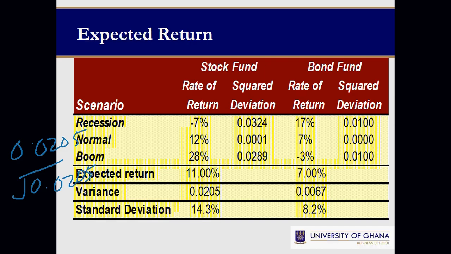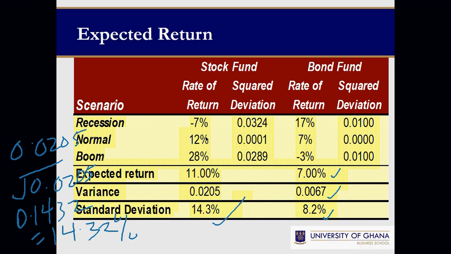We are getting 0.1432, so it is also equal to 14.32%. That's how they are getting this here. When we do the same thing for bonds, we can try that one. We arrive at the same thing here.